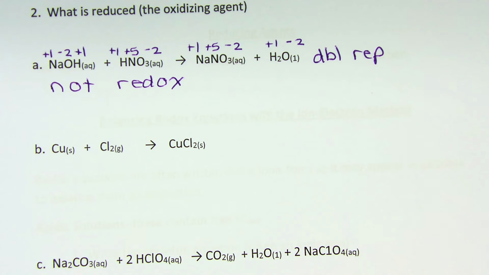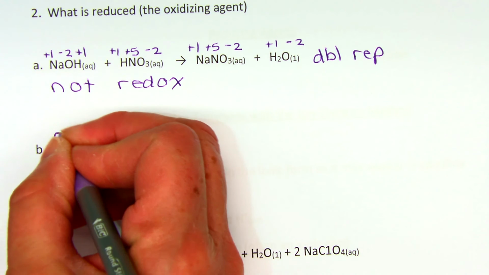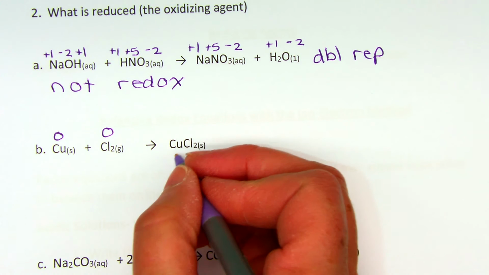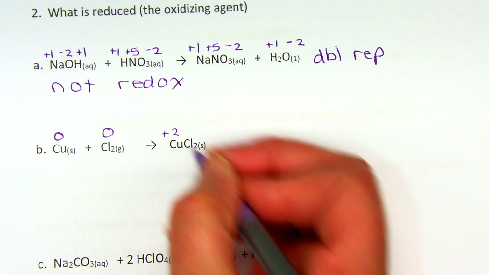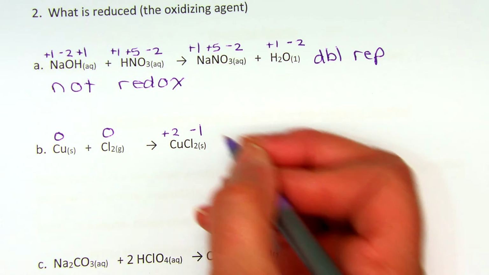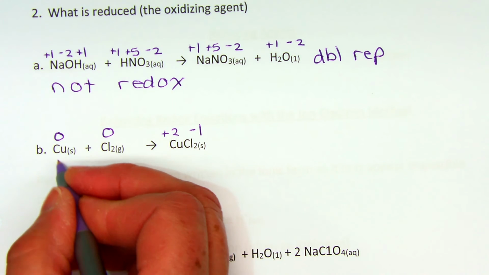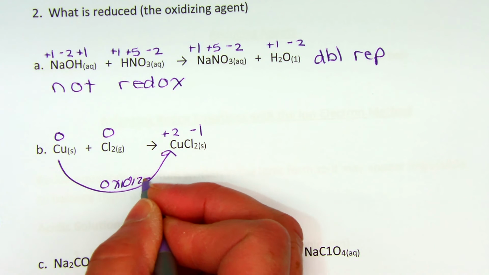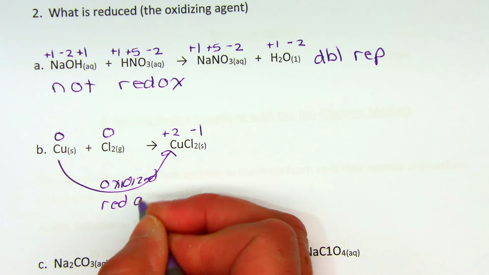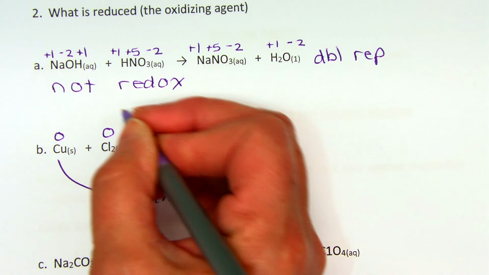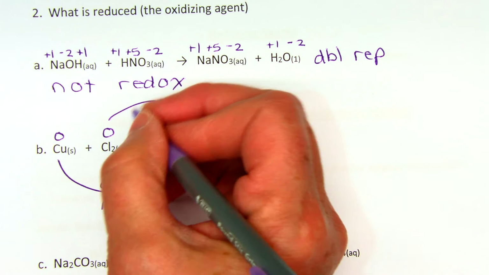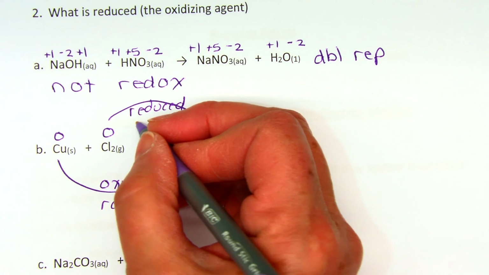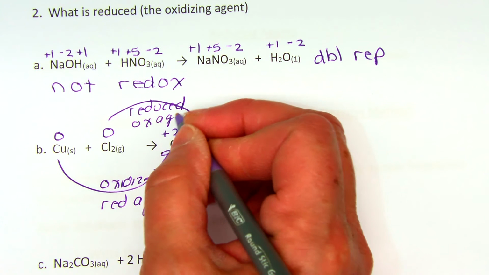For the next one, we had copper solid is 0, chlorine gas is 0, both in their natural states. Copper now is a +2 ion, and the chlorides are a -1. So the copper was oxidized. It is the reducing agent. And the chlorine was reduced. It gained an electron, had a decrease in oxidation number, was the oxidizing agent.